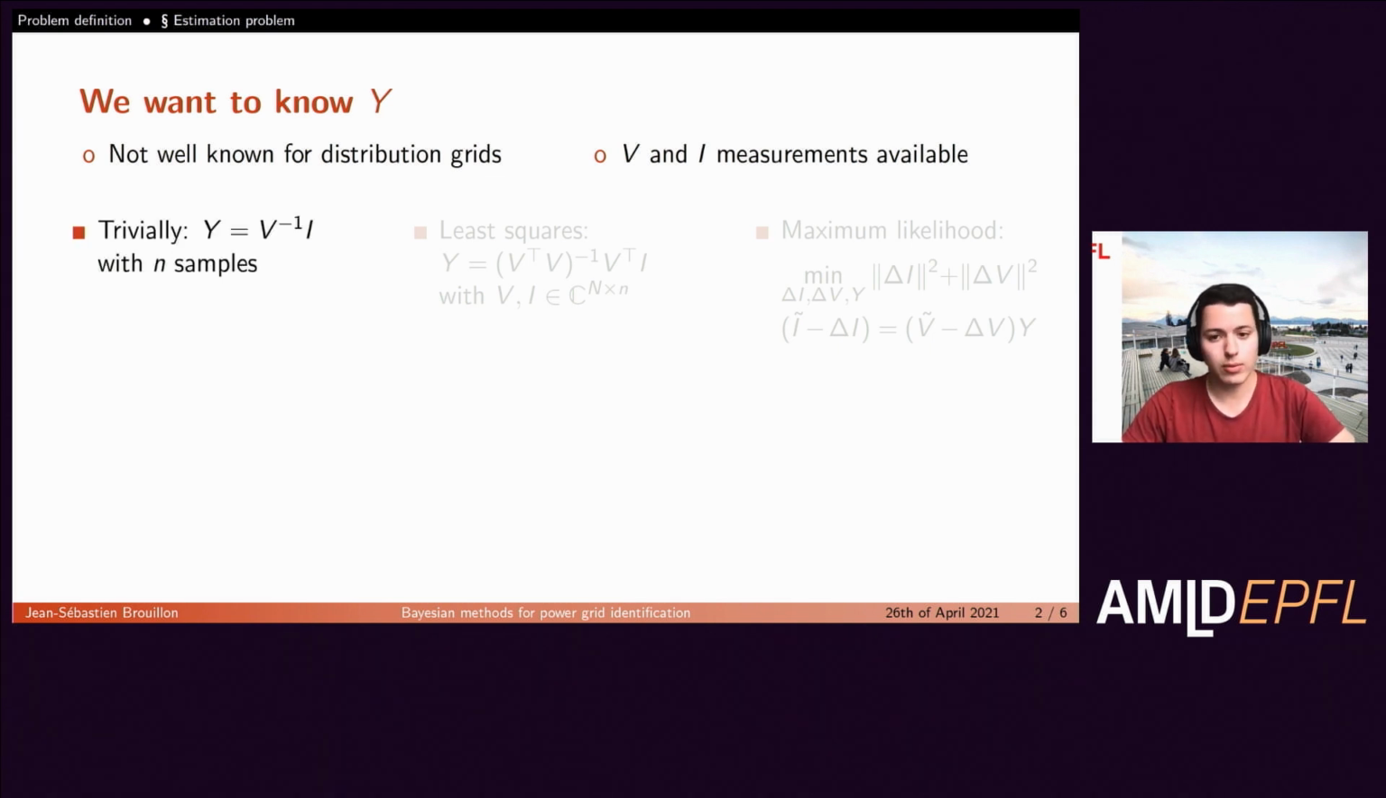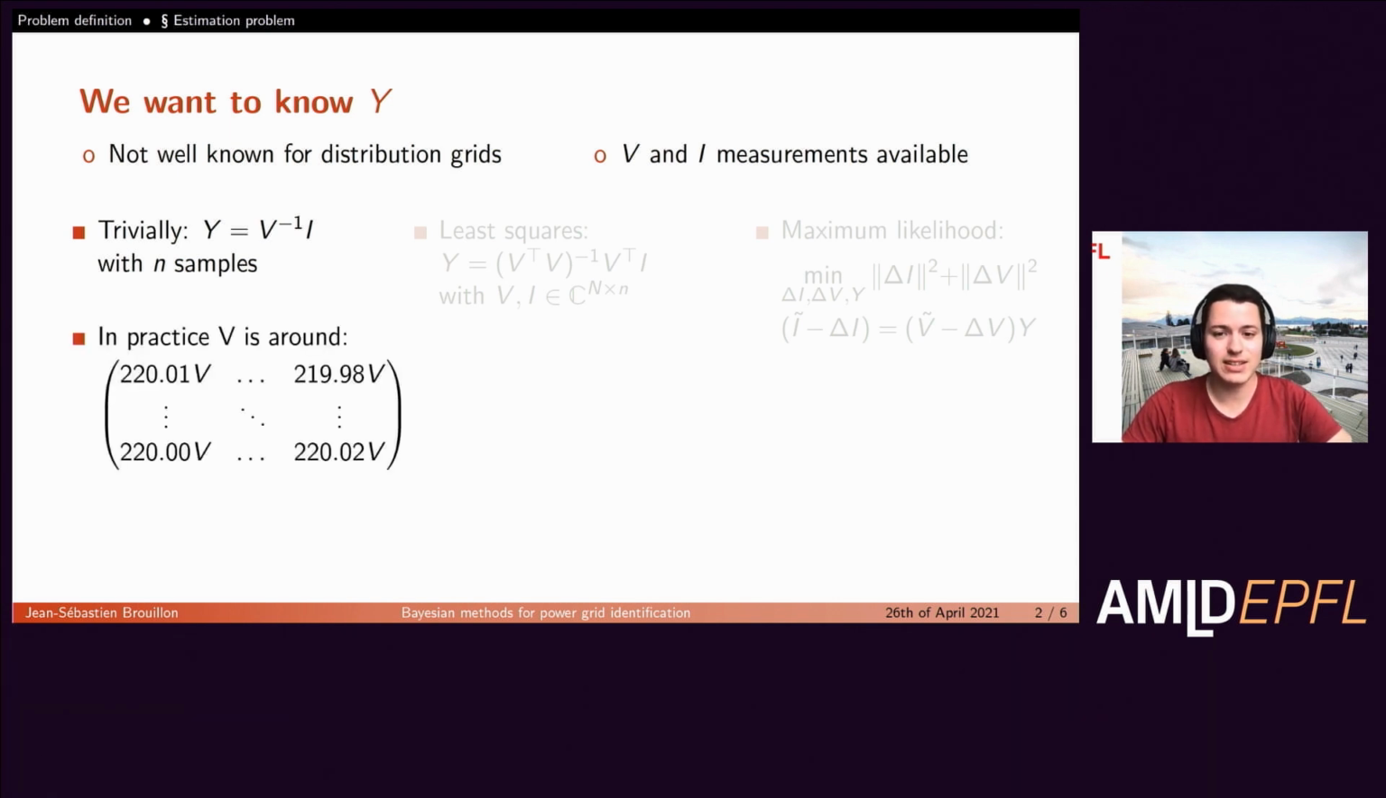Trivially, one could say, well, we can take n samples, we invert the voltage matrix, and we should get Y, right? Mathematically, it works, but in practice, there's a dichotomy between the stability of the grid. Essentially, you want nothing to happen on that grid. You want the voltage to stay very constant at the rated level, like 220 volts, for example. And it's opposed to identification, which typically needs excitation of the system, which means you need a high magnitude of signal.